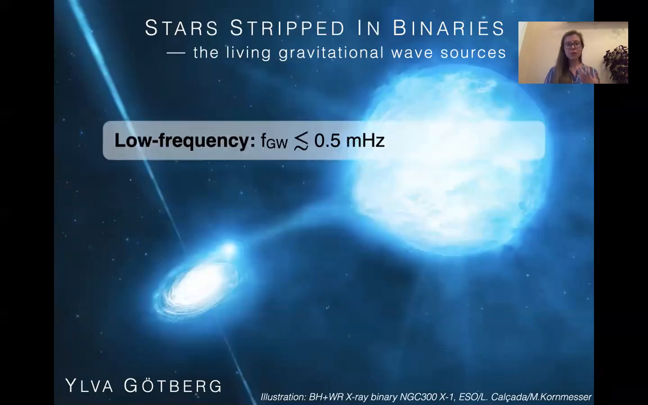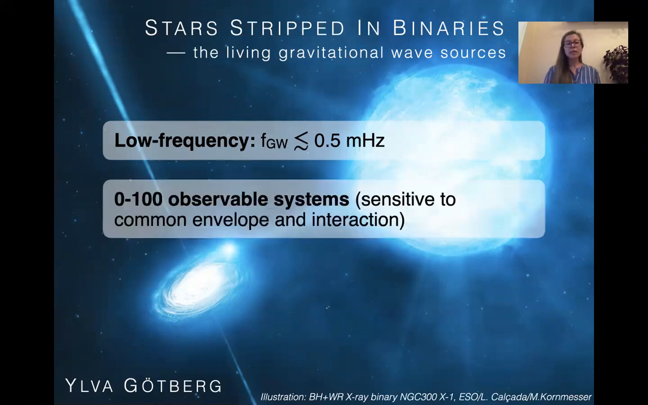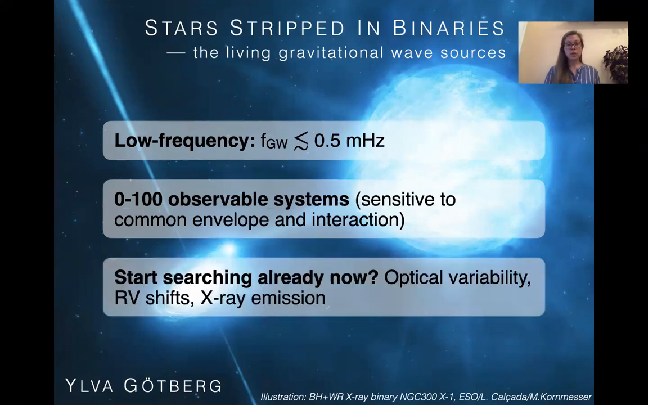So to finish off, the stripped star binaries should be low frequency. There should be maybe 0 to 100 systems available, and that's sensitive to binary properties. And we expect optical variability, radial velocity shifts, and X-ray emission.